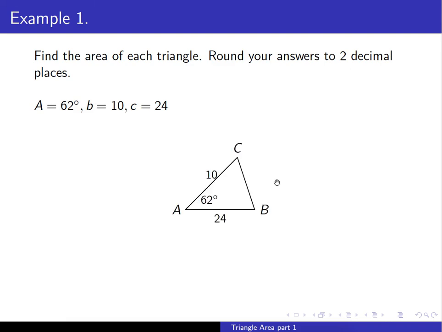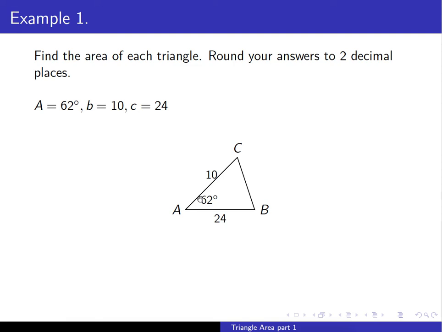Here's our triangle, notice ABC. It could be any triangle you want, nothing special about it. But notice we have two side lengths, the 24 and the 10, and we also know the measure of the angle between them, the angle that those two sides make.